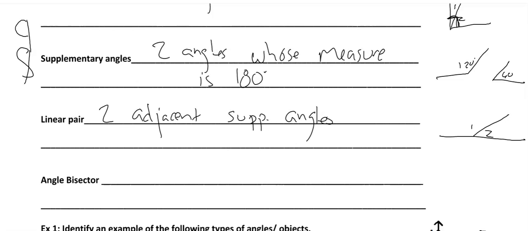Okay, so just make sure you understand. Supplementary could be angles that aren't attached. They're not adjacent, but linear pairs make a line and they are going to be attached. The next one is angle bisector.